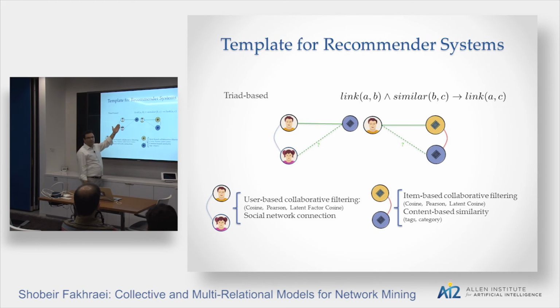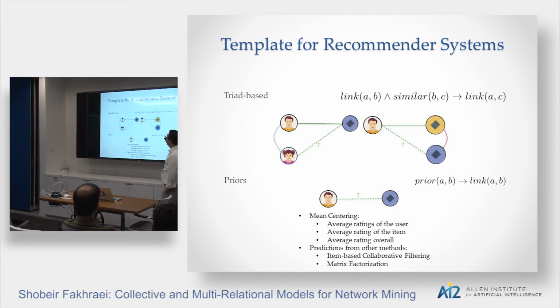And just to say, this not only includes similarities, you can have social network connections. If these two people are connected on social networks, we can add this as just connected on social network or not. And for item-based collaborative filtering, we again did cosine, Pearson and latent cosine. For content-based, different datasets give us different ways to do this. We had the tags, where people tagged items and we used that to compute similarities, and we had the categories of items and used those to compute similarities.